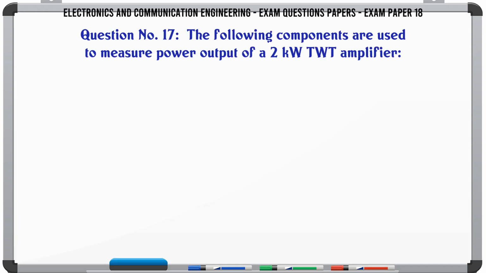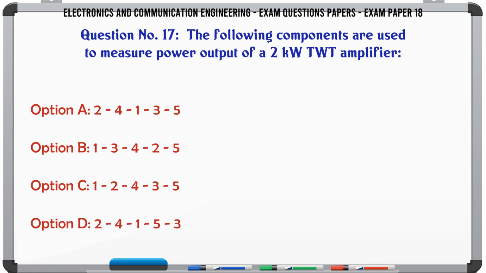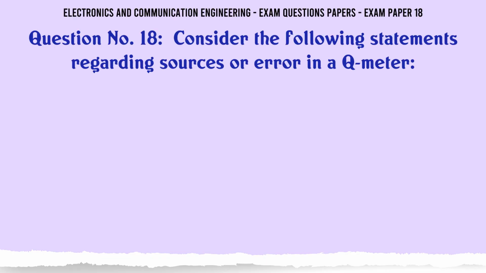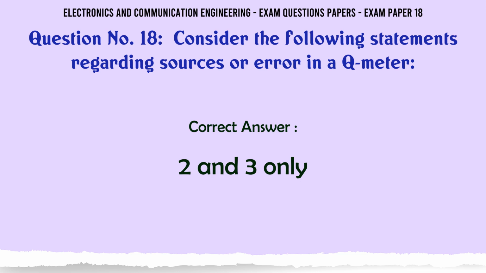The following components are used to measure power output of a 2 kW TWT amplifier. A. 24135. B. 13425. C. 12435. D. 24153. The correct answer is 13425. Consider the following statements regarding sources of error in a Q meter. A. 1, 2 and 3. B. 1 and 2 only. C. 2 and 3 only. D. 1 and 3 only. The correct answer is 2 and 3 only.